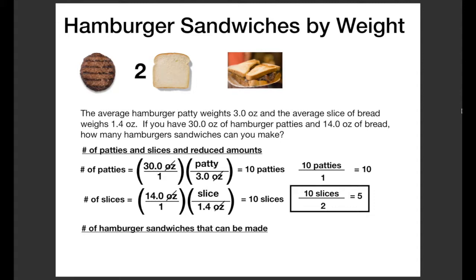We're now going to determine the number of hamburger sandwiches that can be made. The number of sandwiches is going to be equal to its stoichiometric coefficient, in this case 1, times the reduced amount of the limiting reagent, 5. So 1 times 5 equals 5 sandwiches. We can make 5 sandwiches from 10 patties and 10 slices of bread, or from 30 ounces of hamburger patties and 14 ounces of bread.